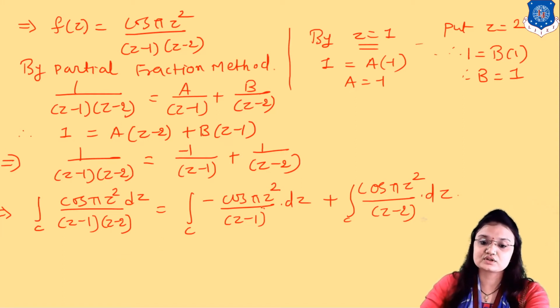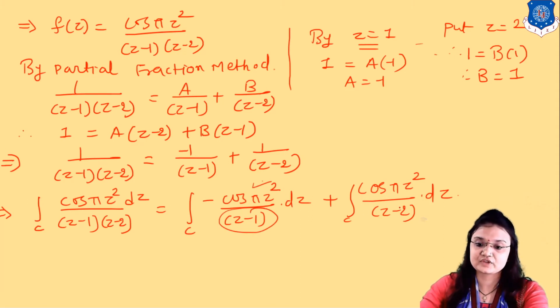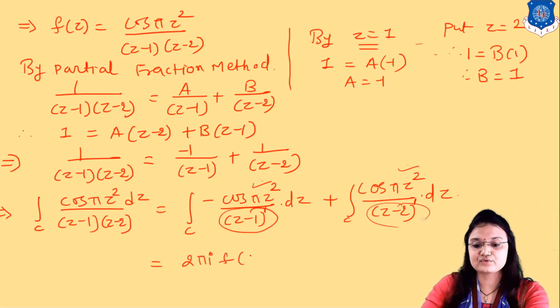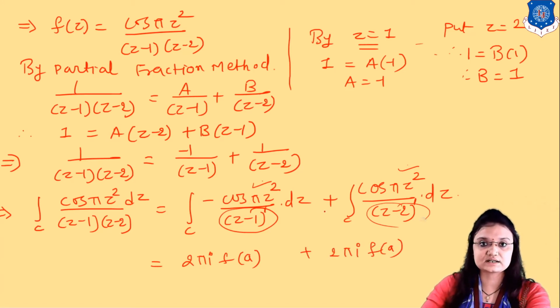Okay, so for this point we have the function minus cos(πz²), and for this point we have the function cos(πz²). According to Cauchy's integral formula, this is first order, and this point is also first order, so we can write it like that. Here this will become 2πi f(a), and here also it is 2πi f(a), because both points lie inside the circle C.